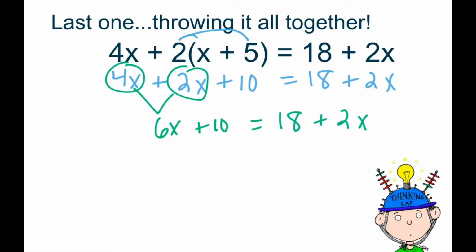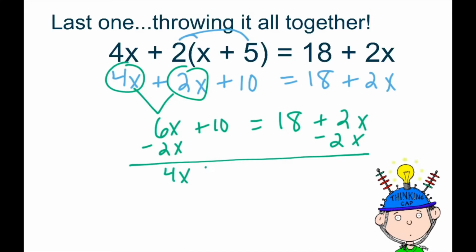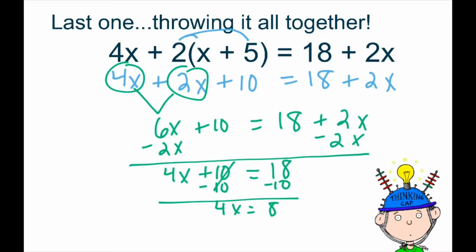We've got a variable on both sides, so I'm going to subtract the smallest one from both sides. So I have 4x plus 10 equals 18. Now it's an easy peasy two-step equation. Subtract 10 from both sides. 4x equals 8. Divide both sides by 4. X equals 2. You got it.